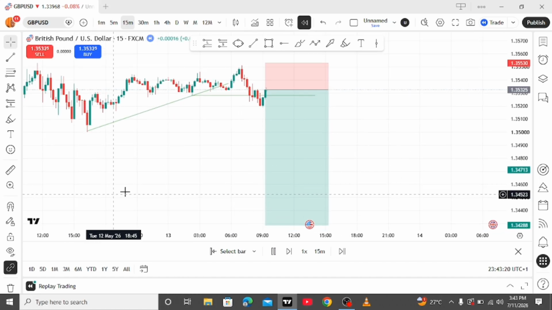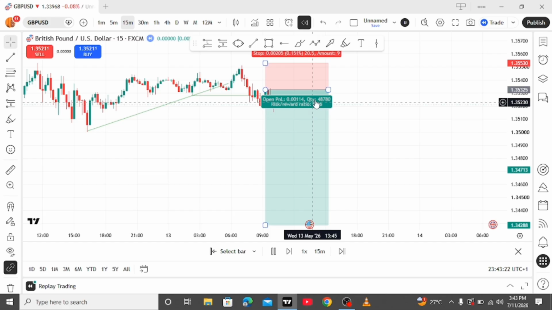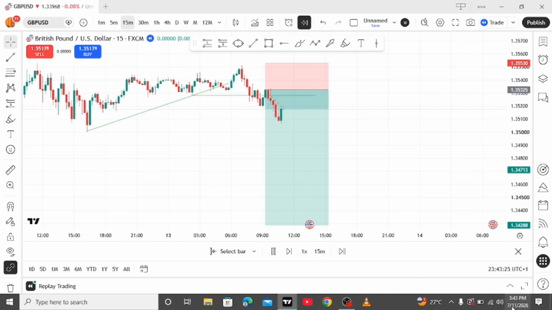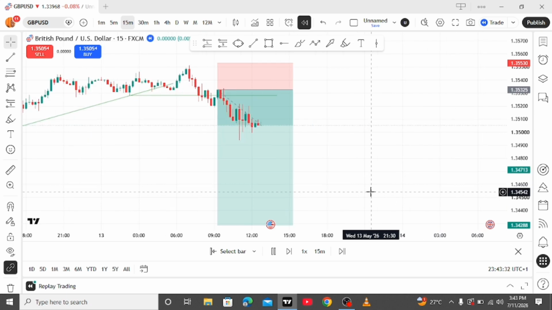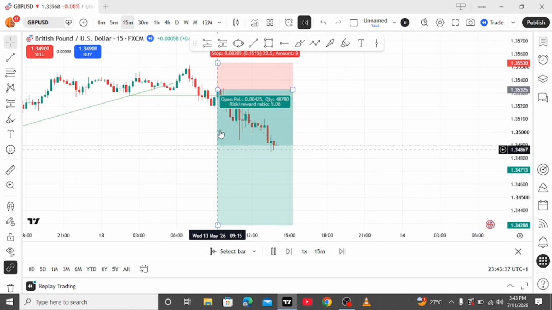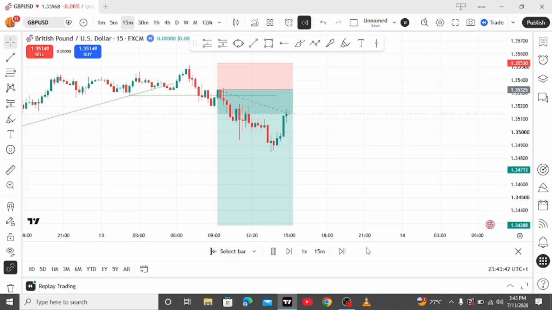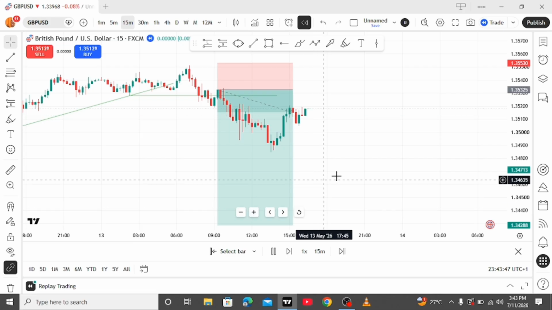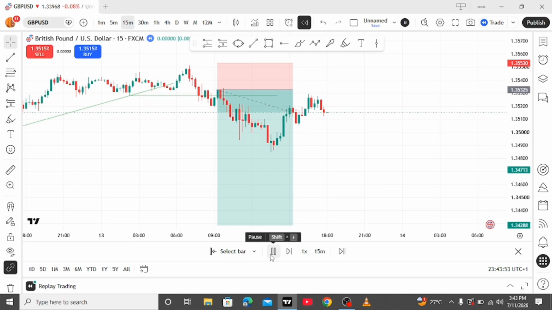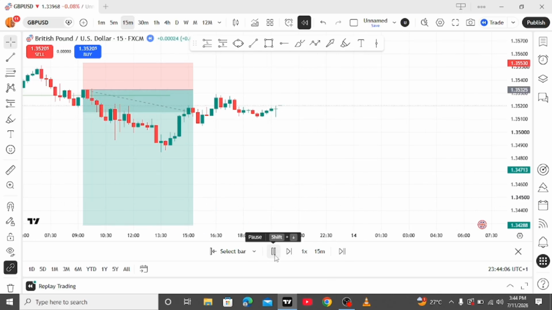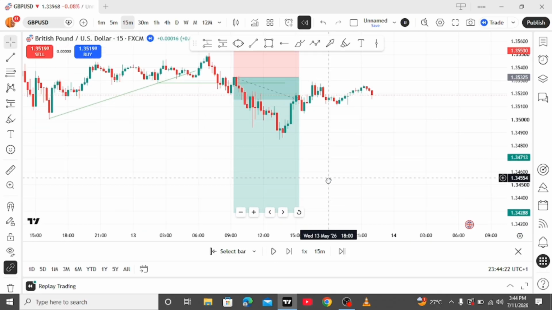So let's wait and see what the market does. Right now, the market is going down. We are in massive profits. Okay, the market is forming a little bit of a setup right here again. The market is consolidating to the upside. Okay, let's take a look at this. The market is forming another continuation pattern.